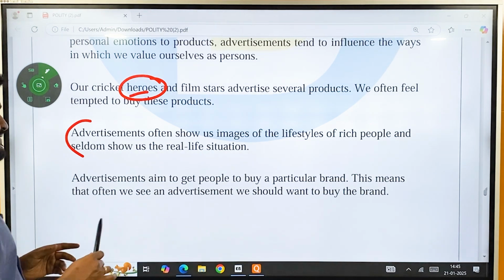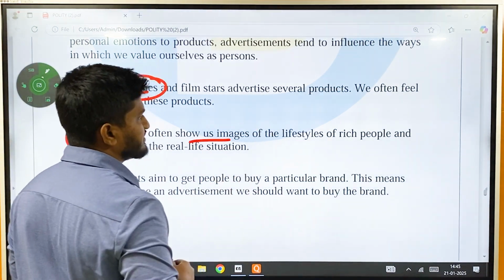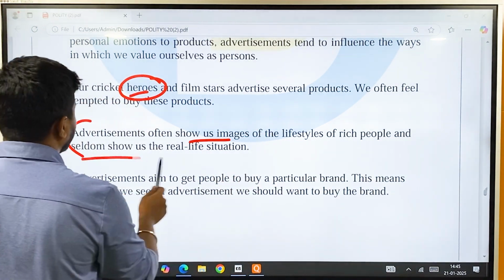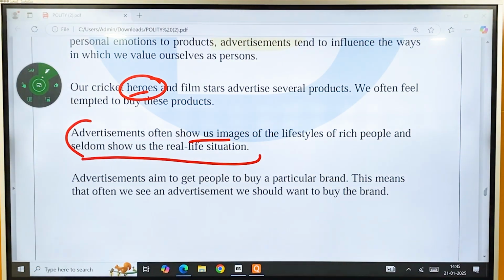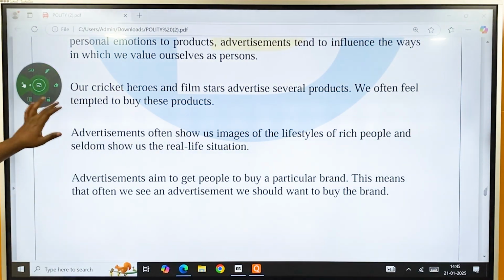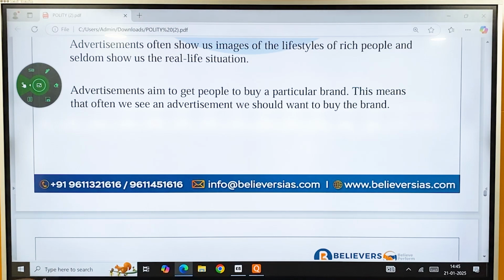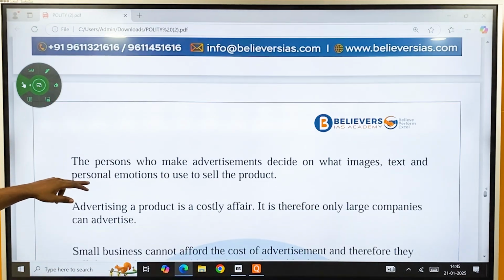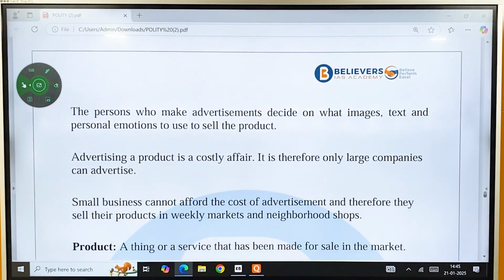Okay, advertisements often show images of the lifestyles of rich people and seldom show real life situations. Okay, they are not close to reality. They show the lifestyles of people who can afford them. Advertisements aim to get people to buy a particular brand. This means that when we see an advertisement, we should want to buy the brand. The persons who make advertisements decide on what images, what text, and what personal emotions to use to sell the product.